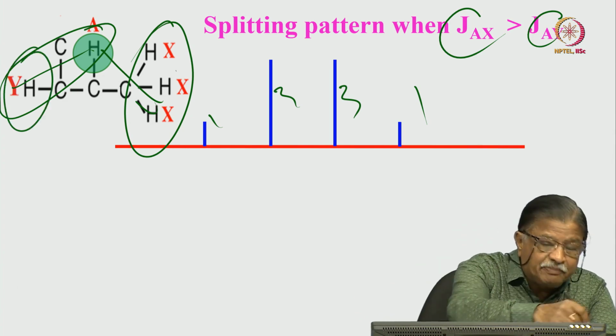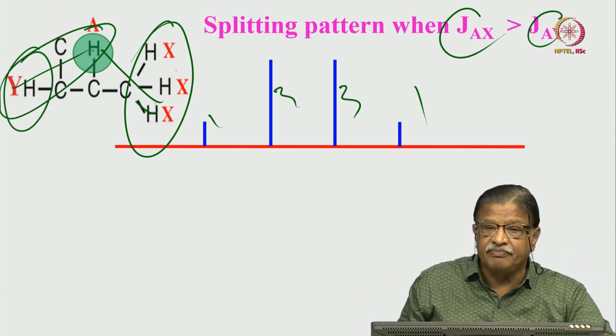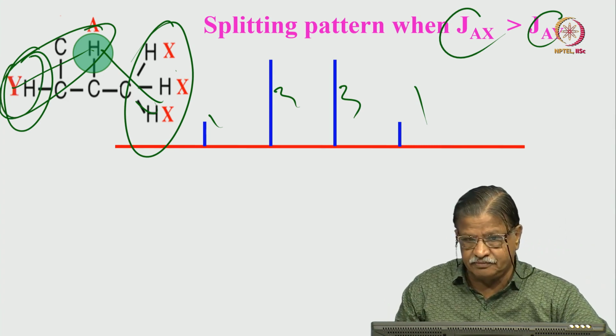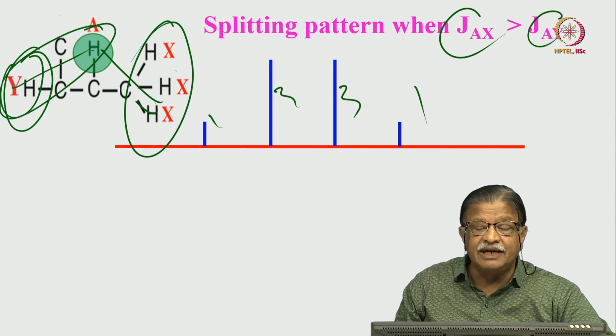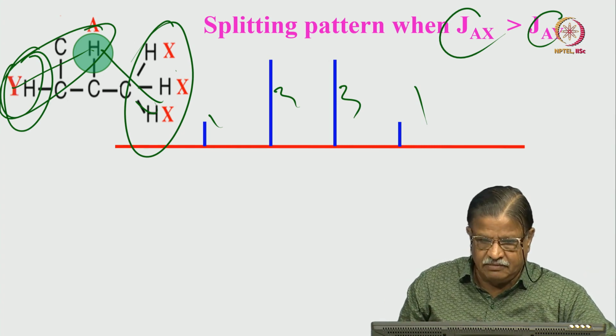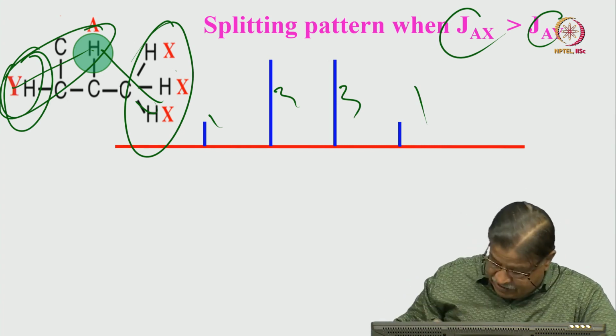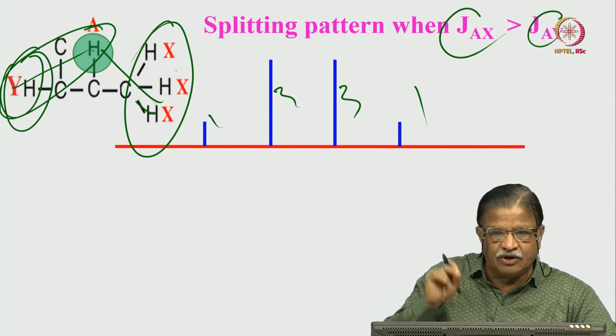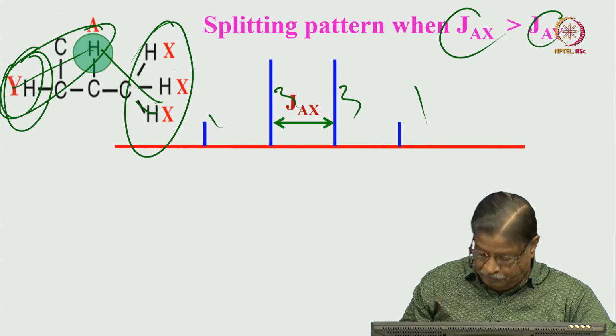A is also coupled to proton H, this Y proton. Then what is going to happen? It is a single proton. When it is coupled to a single proton, each line of this quartet is going to become a doublet. This is how the pattern comes now.